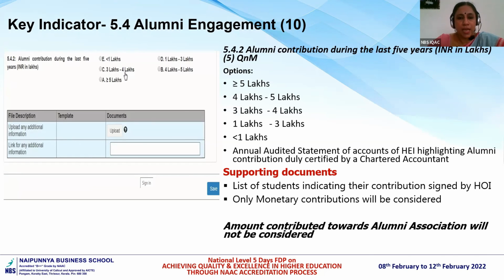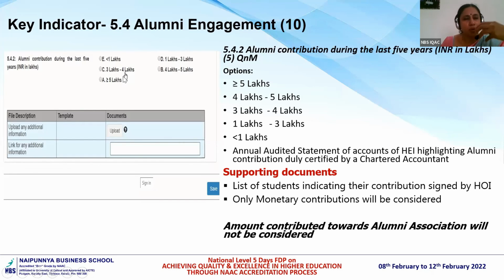5.4.2, the last sub-criteria of 5.4, the alumni engagement. Here they focus on the alumni contribution during the last 5 years, basically the monetary contribution, and this is a quantitative metric. They give you the options when you open the SSR: less than 1 lakh, 1 lakh to 3 lakh, 3 lakh to 4 lakhs, 4 lakhs to 5 lakhs, and greater than 5 lakhs.